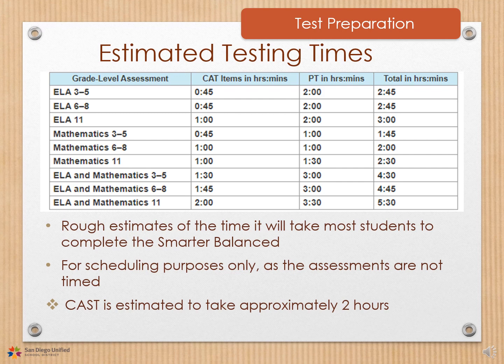The table contains rough estimates of the time it will take most students to complete the Smarter Balanced assessments based on the time it took students to complete the summative assessments in prior years. This information is for scheduling purposes only, as the assessments are not timed. Estimated testing times for the computer adaptive test portion of the Smarter Balanced summative assessments have been adjusted to accommodate for the use of the Smarter Balanced adjusted forms. Performance task testing times are unchanged.